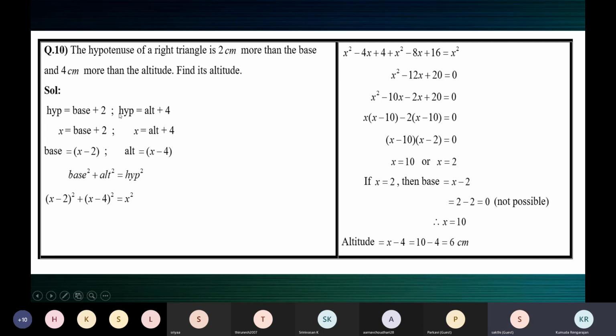Okay, ma'am. And similarly, the hypotenuse is not equal to the altitude. See, they cannot be equal. You cannot write hypotenuse is equal to the altitude. Hypotenuse is 4 more than the altitude. Whatever is the altitude, 4 more than that is the hypotenuse. Okay, ma'am. Yeah.